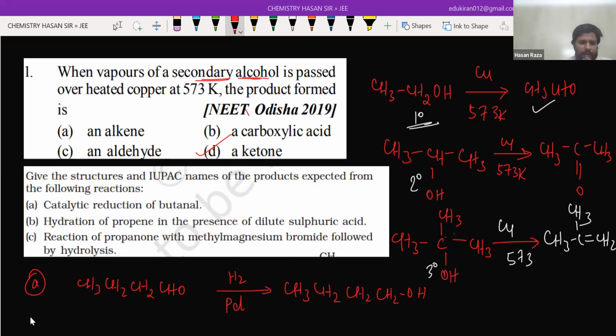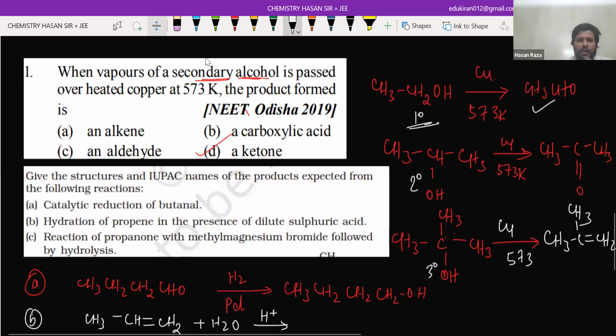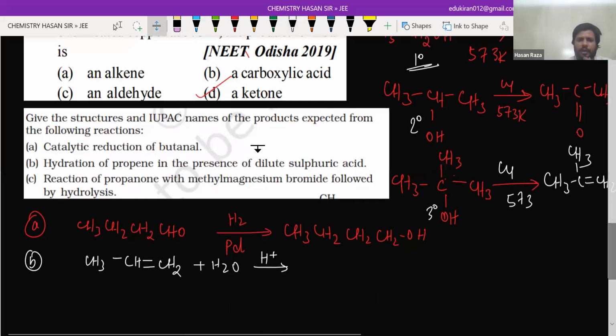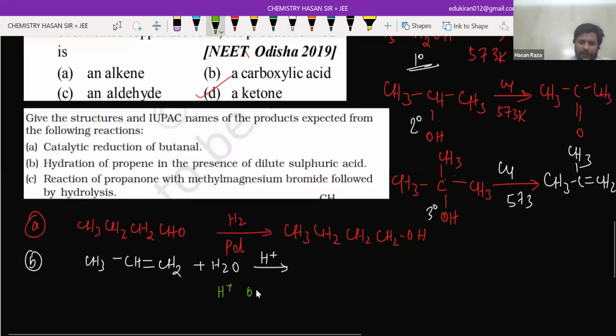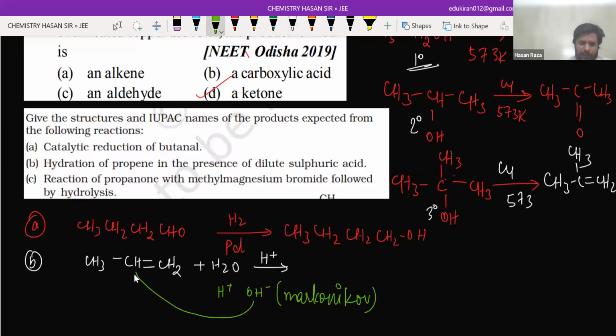Okay. The next one, B, is hydration of propene. That means you are going to add water in the presence of acid. Acidic hydration is there. You know that water has two parts, H plus and OH minus. And here Markovnikov's rule is followed. In the previous chapter, we saw that the negative part will go to the carbon which has fewer hydrogens, and the positive part to the carbon along the double bond which has more hydrogens. So it will be CH3CHOHCH3. That means propan-2-ol will form.